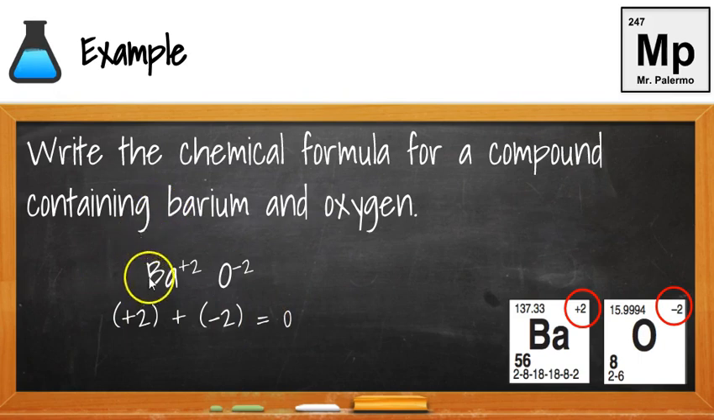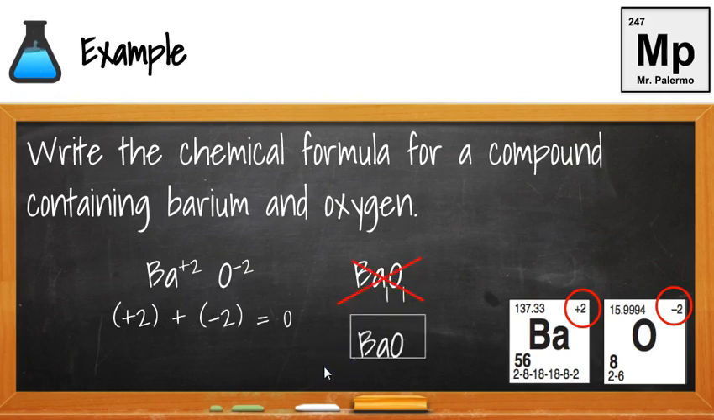And so I only need one Ba and one O. And I'm not going to write Ba1O1. Again, we don't write 1, so I just write BaO for barium oxide.